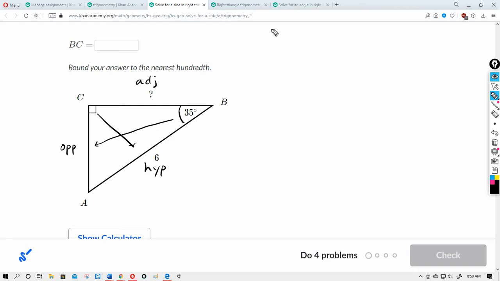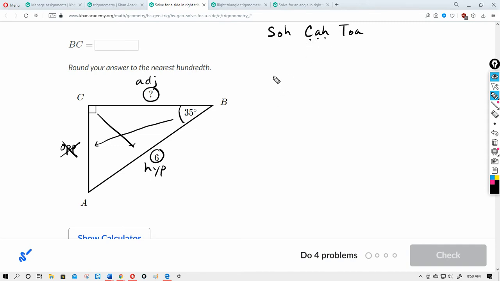So remember from last week, we did SOH CAH TOA. Now, as you can see, we do not have the opposite side, but we have adjacent and we have hypotenuse, or we want to find adjacent. We have hypotenuse. So which one uses adjacent and hypotenuse? Well, that's this one right here. We have adjacent and hypotenuse, so we're going to use cosine.